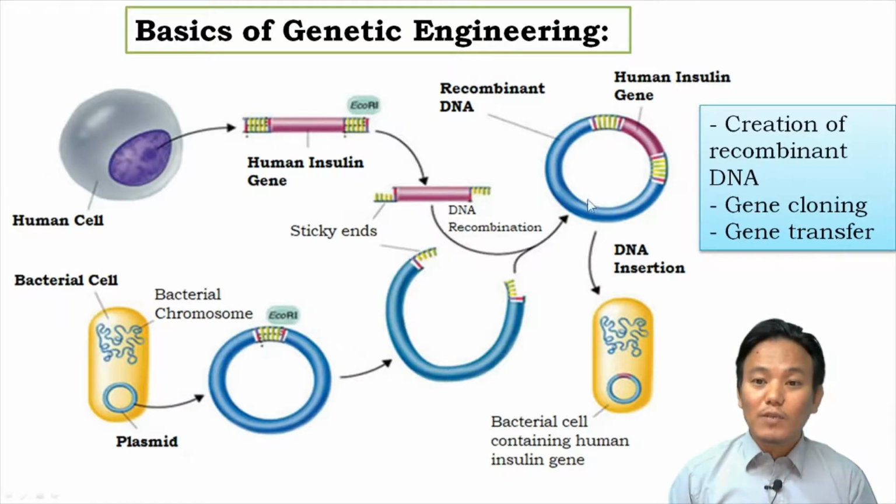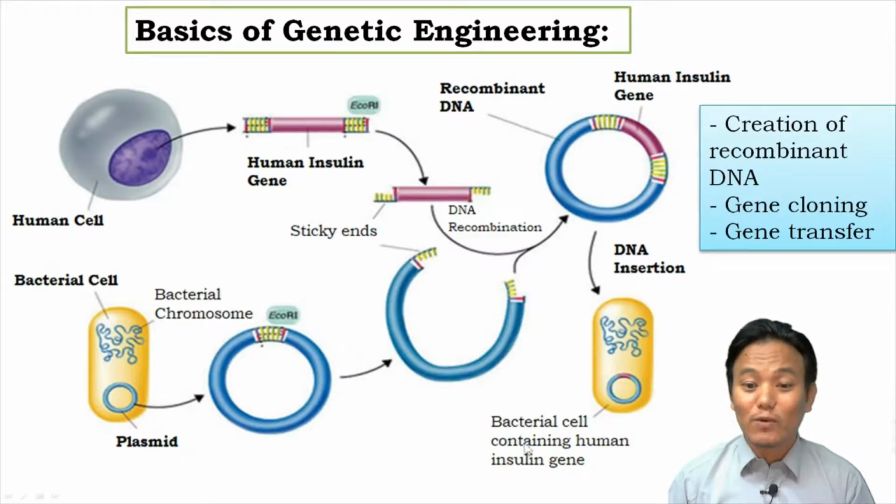Now this recombinant DNA can be inserted into a bacterial cell or a bacterial host cell. And now this bacterial host cell will be a genetically modified organism because it now contains the human insulin gene in it. Right? And this bacterial cell will start producing human insulin. Now over here we have seen the creation of recombinant DNA. Now let us try to see gene cloning and gene transfer.